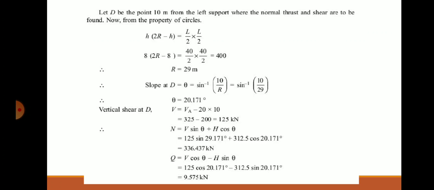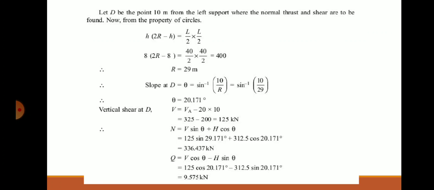Once the support reactions are evaluated, next you have to find the radius of the curve R. That can be evaluated using the relation L by 2 into L by 2 is equal to h into (2R minus h). L is 40, so 40 by 2 into 40 by 2, and R is the factor you have to find out, and h is 8, the height of the crown point. After solving the equation you will get R as 29 meters.